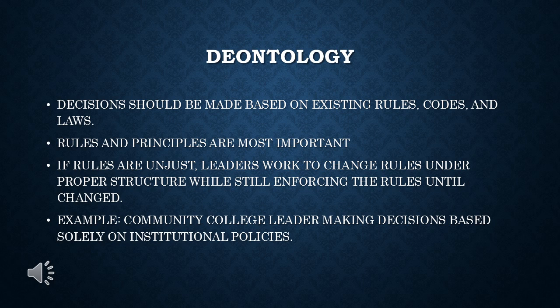Deontology theories state that decisions should always be made based on existing rules, codes, and laws. In deontology, rules and principles are the most important thing to follow. If rules are unjust, leaders work to change rules under proper structure while still enforcing the rules until changed. An example of deontology is telling the truth, keeping promises, being fair, and respecting others. At the community college level, an example of deontology might be a community college leader that makes decisions based solely on institutional policies.